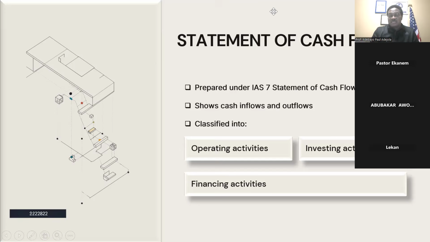But what they now did, they mixed up all the items. The one that is supposed to be under operating, they put it under financing. The one that was supposed to be under financing, they put under investing activities. And they asked students to represent that same cash flow statement in the standard and correct format. So it's good you know what are the items under operating activities, what are the items under investing activities, and what are the items under financing activities.